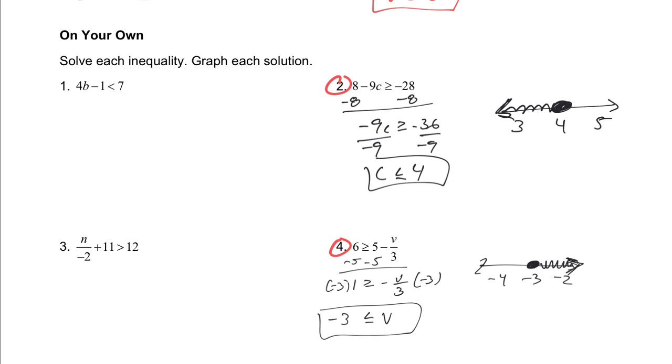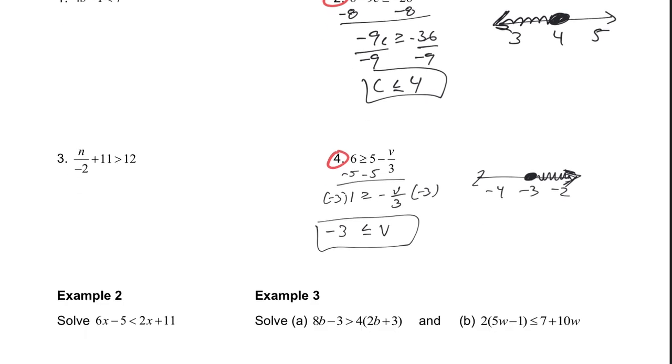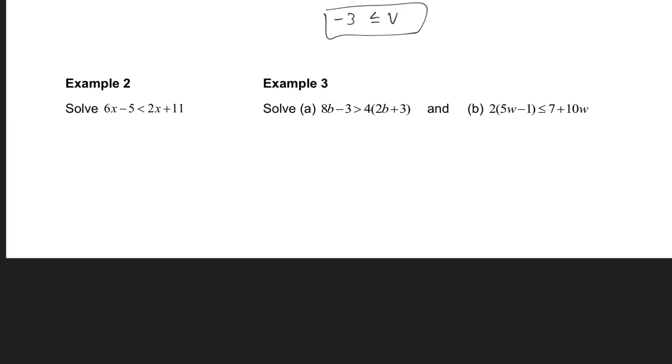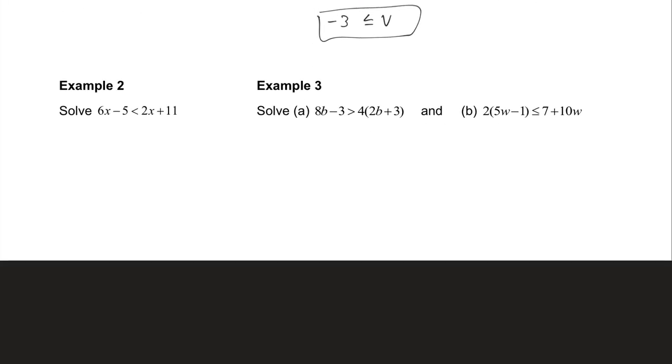All right, let's see what we have next. Next we have example 2 and example 3, some multi-steps that have variables on both sides of the inequality. So example 2, first we look for any distributive property, which we don't see any, and then at that point we want to simplify each side by itself, which these are, and then we can start moving things. So let's go ahead and move our stuff around.